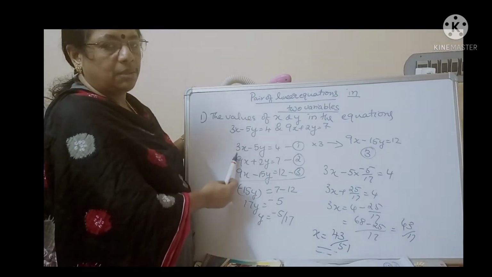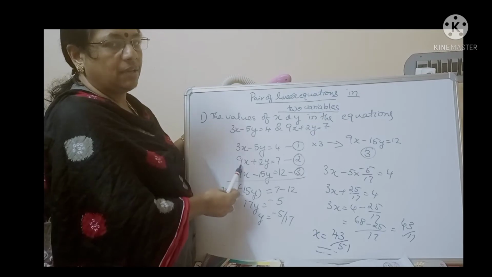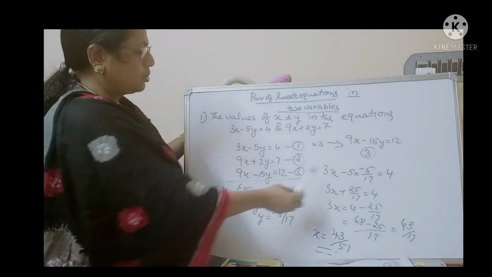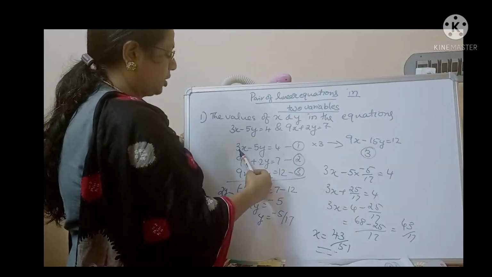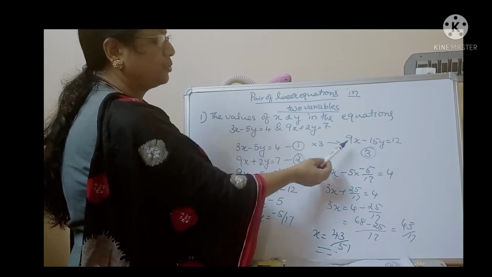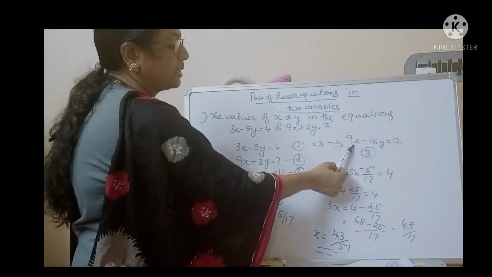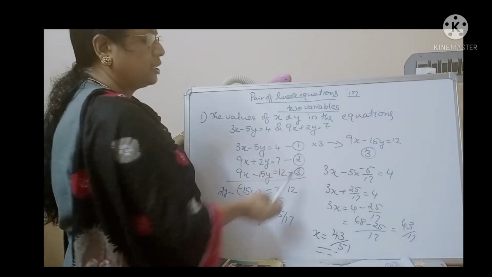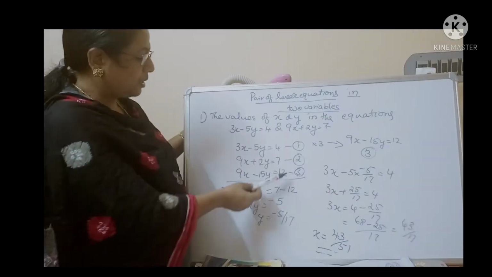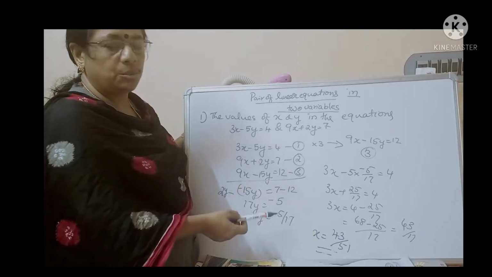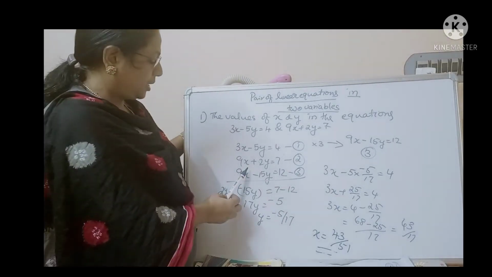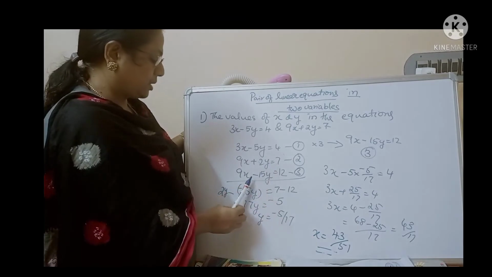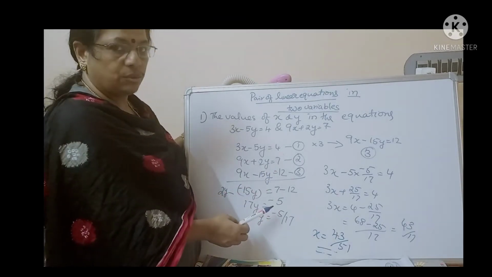So we can multiply the first equation by 3, then we will get 9. Multiplying 3x minus 5y is equal to 4 by 3, we get 9x minus 15y is equal to 12. Let it be equation number 3. Considering equations 2 and 3, it becomes 9x plus 2y is equal to 7 and 9x minus 15y is equal to 12.